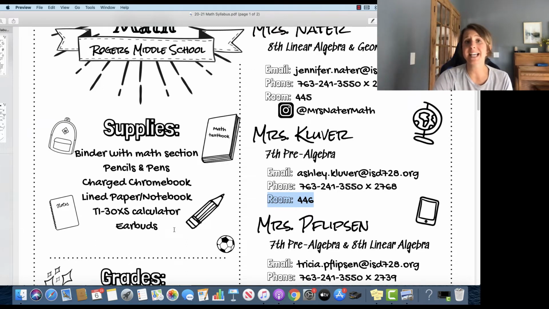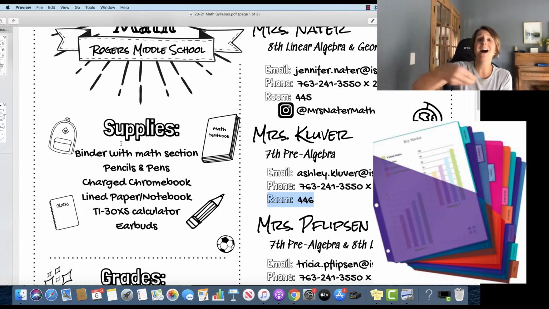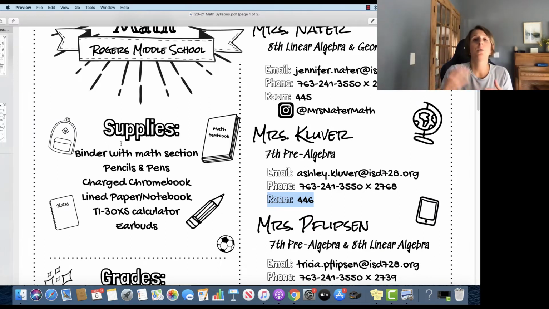The supplies that you need to bring with you daily include your binder, which is going to house all of your subjects, but you need a specific section for math. And with that divider, you need pockets, pencils and pens. When we correct assignments, if we have to correct assignments in class, we want to try and use pens. You need a charged Chromebook every single day when you come to class or when you're at home, although it's a lot easier to plug things in when you're at home.